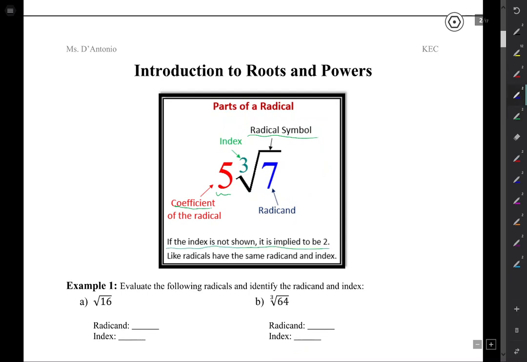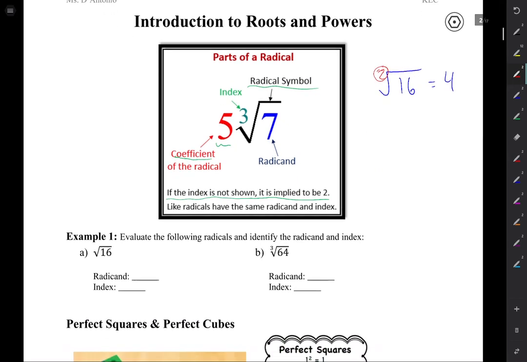Up until this point, you've probably mostly just seen the square root of 16 is equal to 4. Now, in this case, there is nothing in this index spot right here, but there's actually an invisible 2 because we're taking the square root of the 16. So every time we have a radical sign, if they don't put a number where the index is supposed to be, there's actually an invisible 2 there.